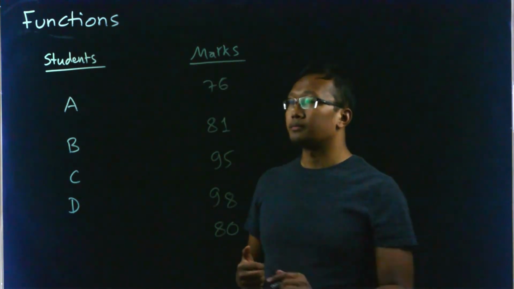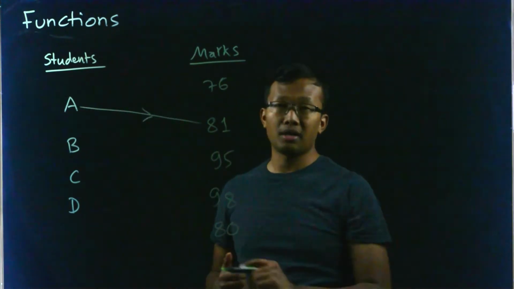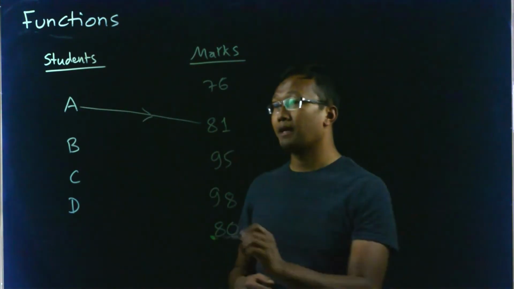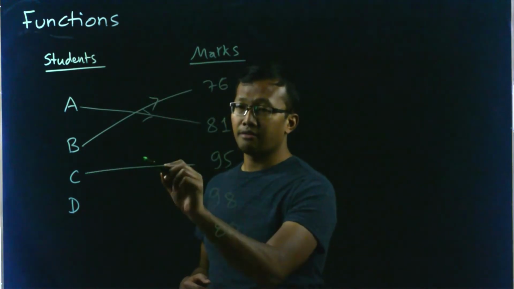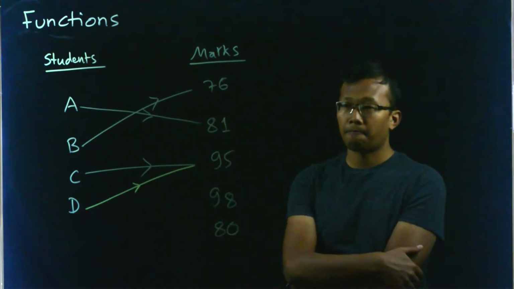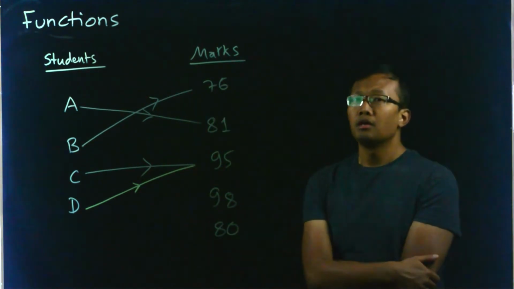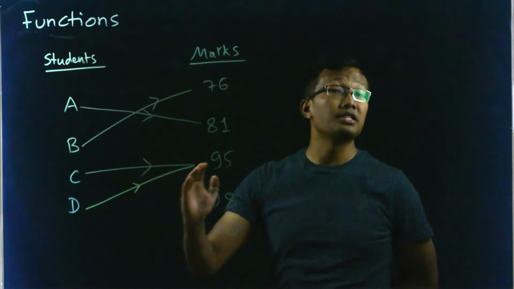Suppose the student A got 81 marks in test 1, B got 76 marks, C got 95, and D also obtained 95. Okay. Here you can see that this correspondence is a function.